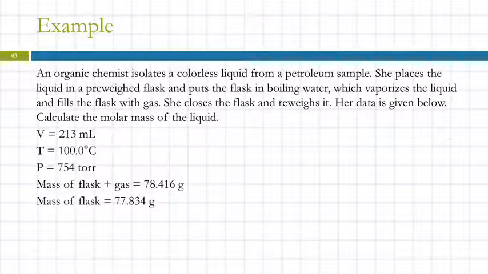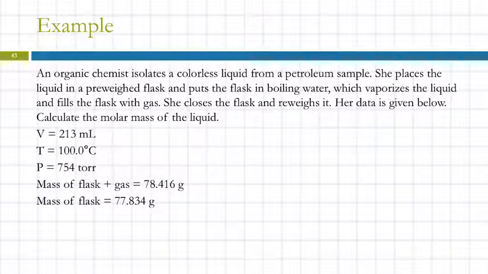So at this point, she seals off the flask to keep the gas in there, takes it out of the hot water, and lets it cool down, because you can't weigh something hot on the balance. You weigh the flask again, and it weighs more than it did empty because it's got a little bit of liquid in it. That liquid was the gas that filled the flask. We measure the volume of the flask. We can measure the temperature of the water, which we can assume is the temperature of the gas inside.